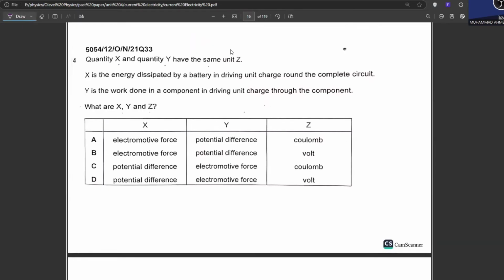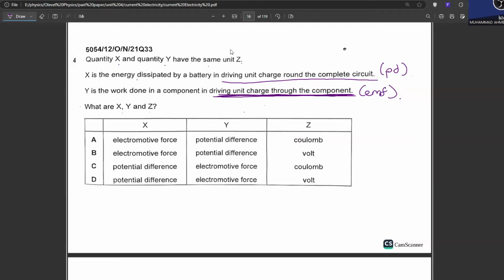Quantity x and y have the same unit z. Quantity x is the energy dissipated by a battery in driving unit charge around the complete circuit. Whenever you are driving a unit charge around the complete circuit, that is known as potential difference, PD. Whenever work is done in a component in driving unit charge through that component, that is known as electromotive force. And both of them have the same units of volts.